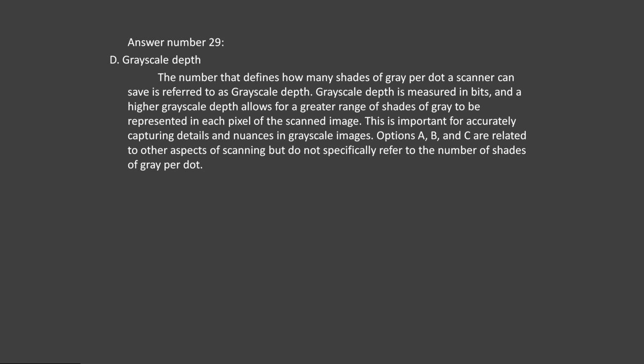Grayscale depth is measured in bits, and a higher grayscale depth allows for a greater range of shades of gray to be represented in each pixel of the scanned image. This is important for accurately capturing details and nuances in grayscale images. Options A, B, and C are related to other aspects of scanning but do not specifically refer to the number of shades of gray per dot.